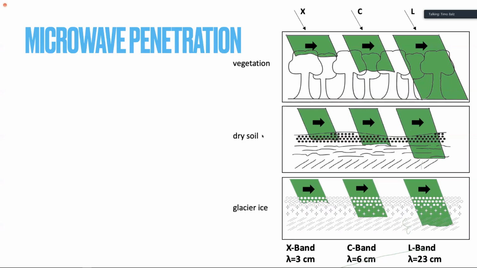In dry soil, the keyword here is dry. If the soil is wet, you will be reflected more or less on the top because you react with the water. In dry soil, with X-band, you can get, I don't know how deep, a couple of centimeters, C-band a bit more, L-band more. In very dry sand, it's even a couple of meters. And in glacier ice, you can get rather deep, especially in L-band, a couple of even tens of meters in ice.